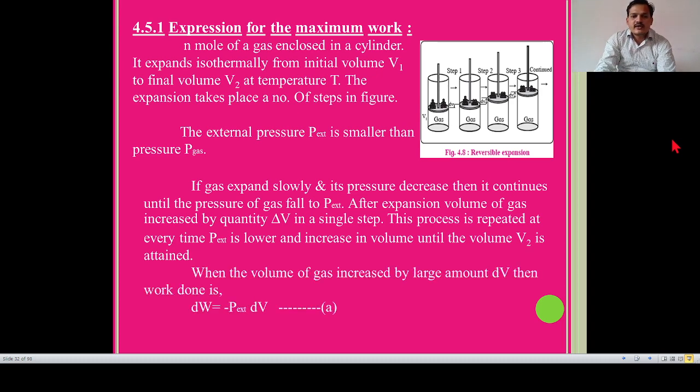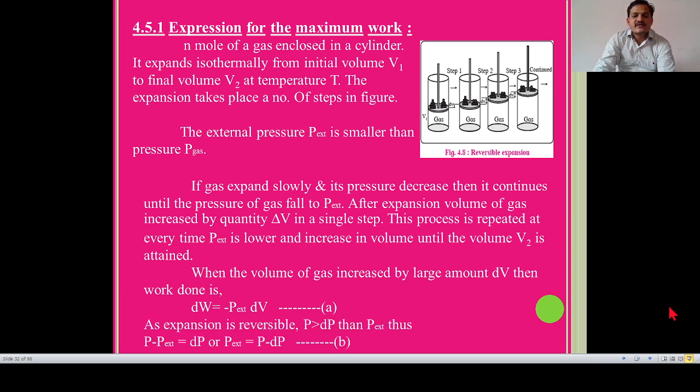When the volume of gas increases by a small amount dV, the work done is dW, or delta W, equal to minus Pex into delta V, or dV, because the triangle is replaced by a small d. Small d indicates instantaneous, and delta indicates the reaction is completed. That is equation A.